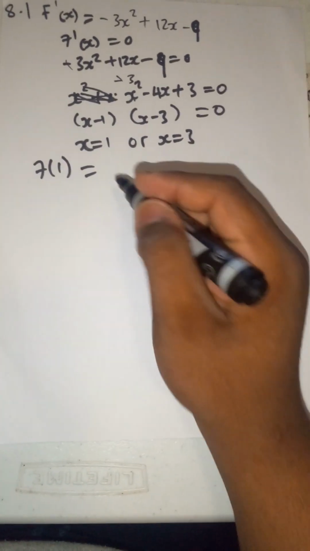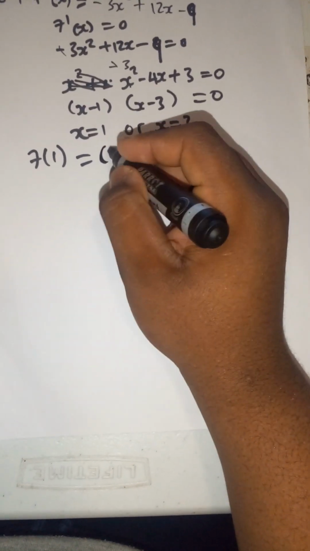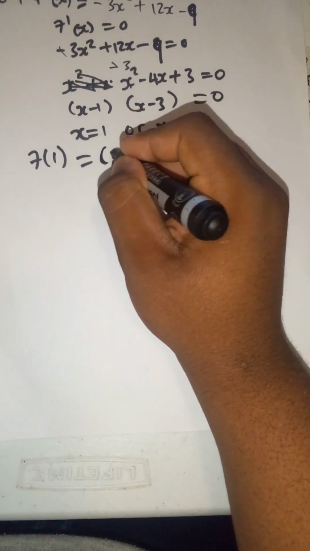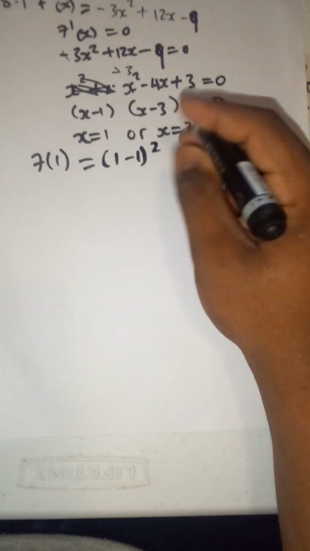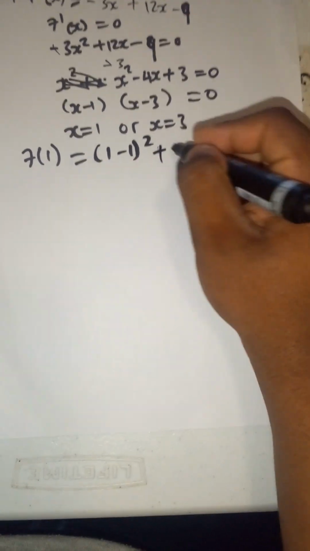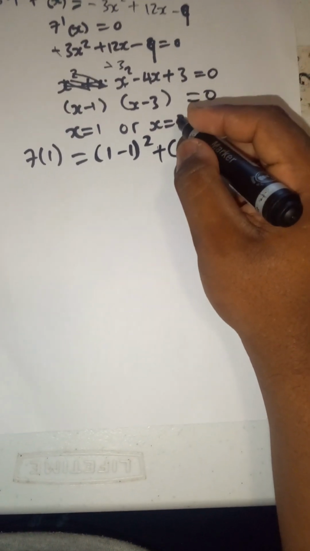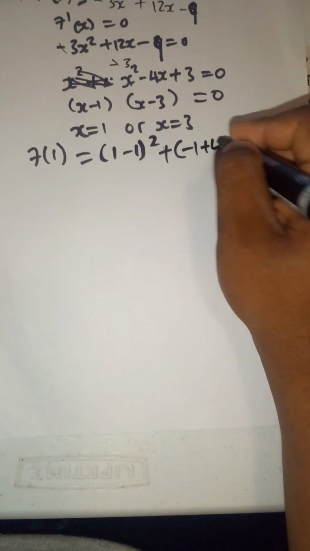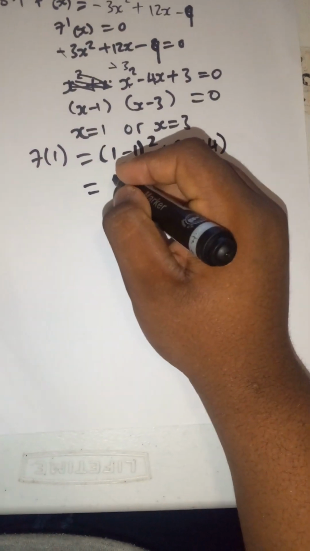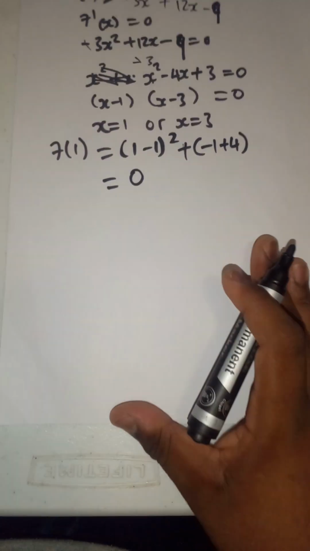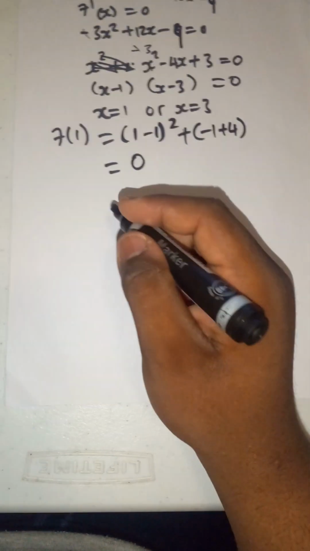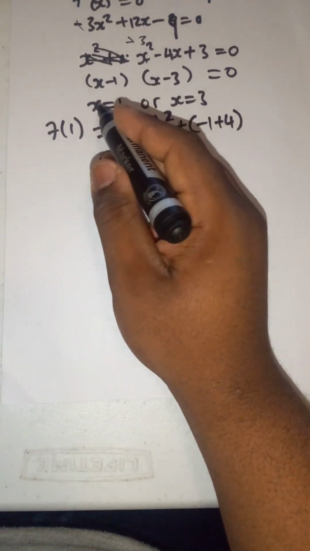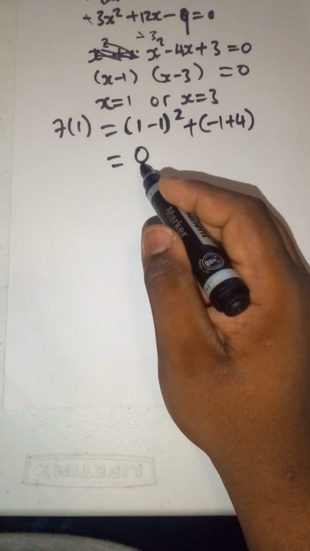So I don't want to waste time writing many things. So now it will be what? It is x minus 1 squared, you do 1 minus 1 squared, and then plus, it was negative x plus 4, so it will be negative 1 plus 4. Simple. Then f of 1 gives me 0. And it basically means at x equals 1, the y value is equal to 0.